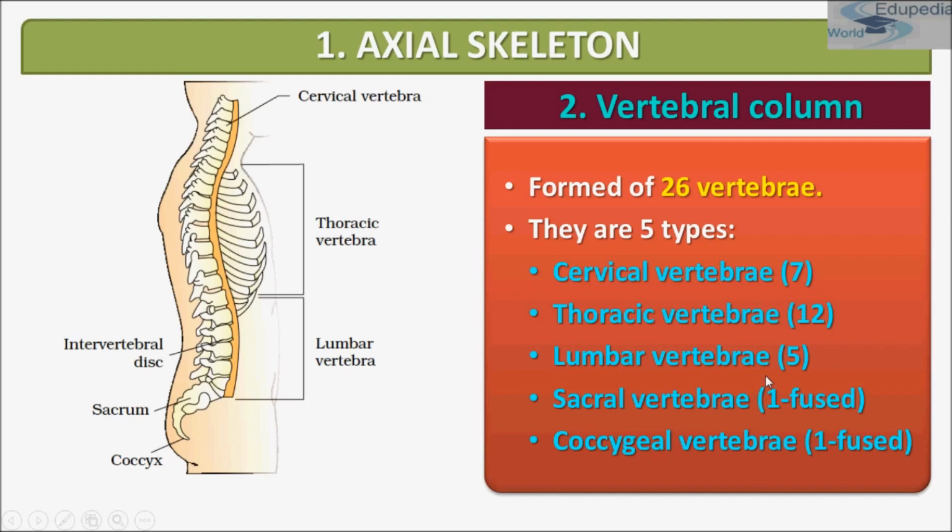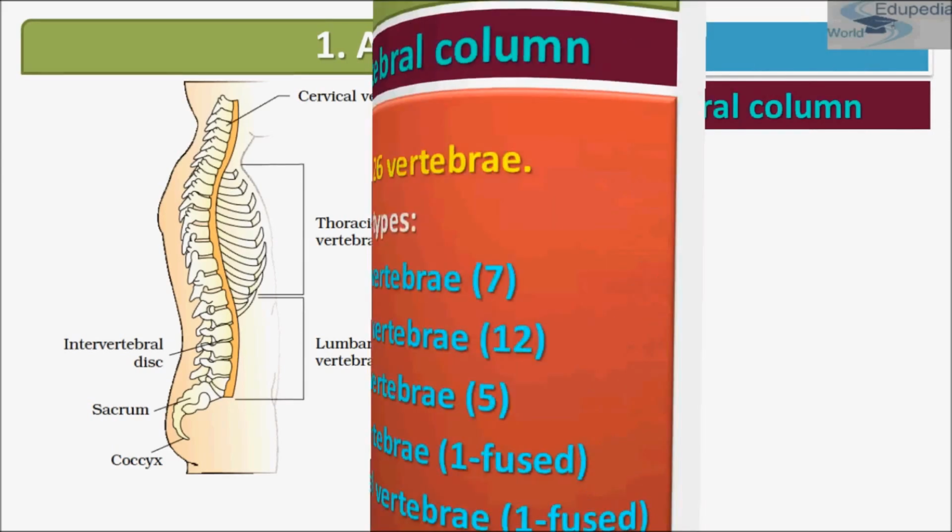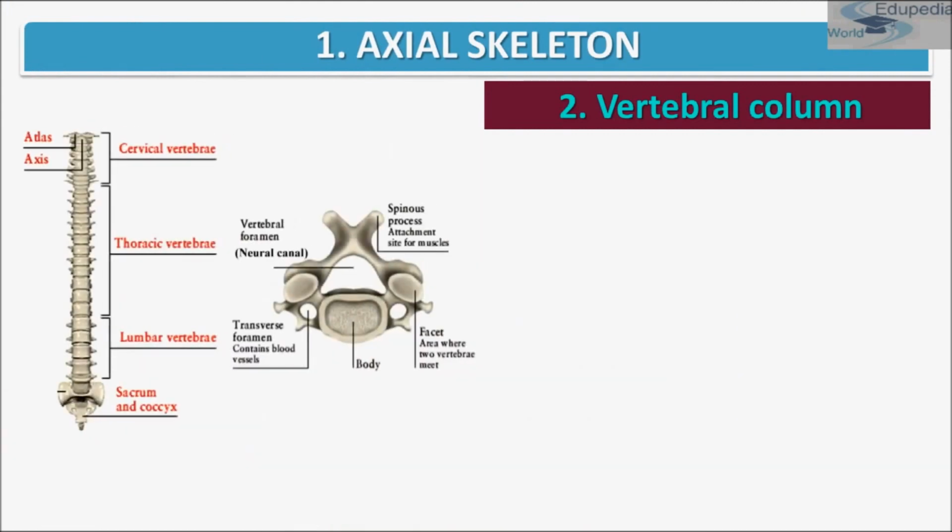Okay, students, what's the function of the vertebral column? This vertebral column protects the spinal cord, it supports the head, and it serves as a point of attachment for the ribs and musculature of the back.